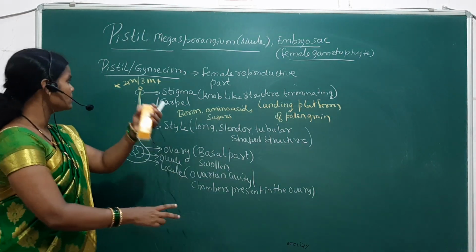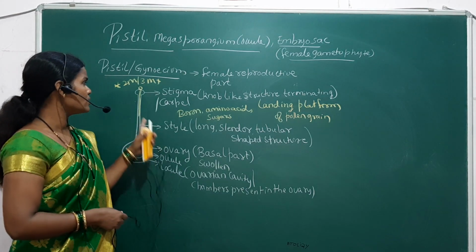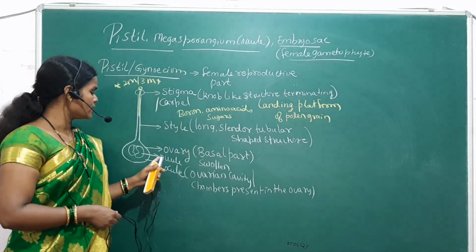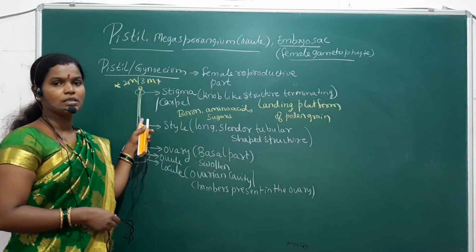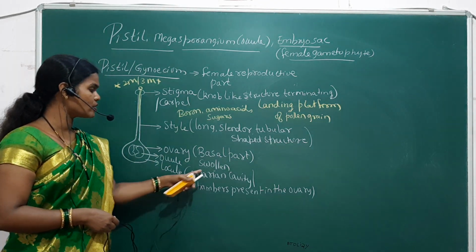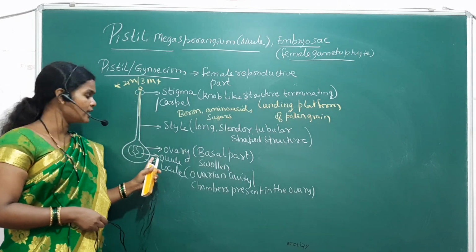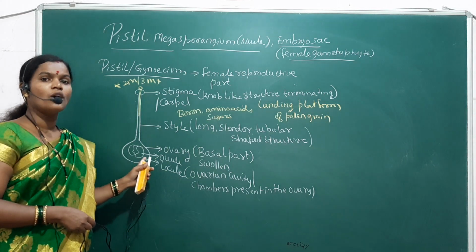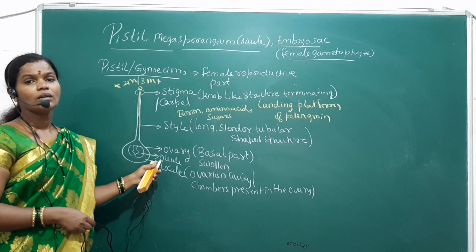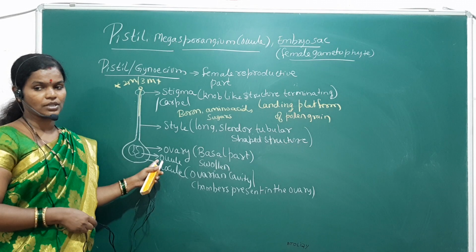So gynoecium or pistil is a female reproductive part. This gynoecium or pistil has three main parts: the ovary, style and the stigma. Ovary is the basal part which is swollen in nature, and inside the ovary there is a presence of ovule. What is the use of the ovule here? Ovule converts into a seed after fertilization.